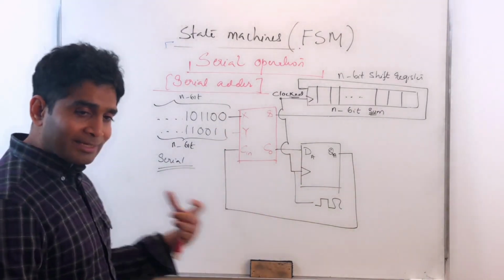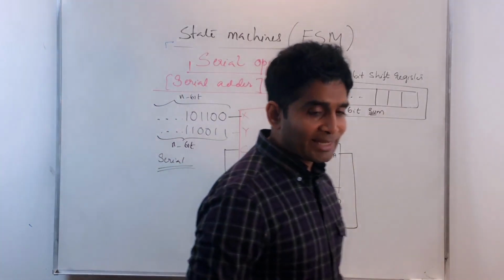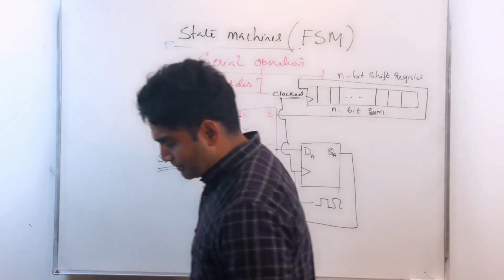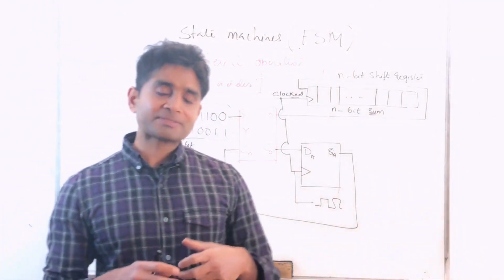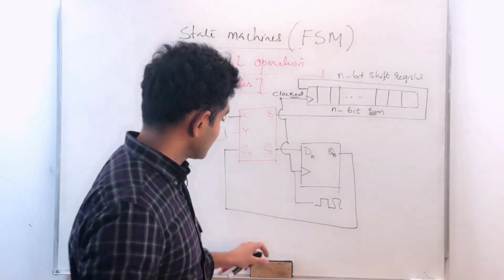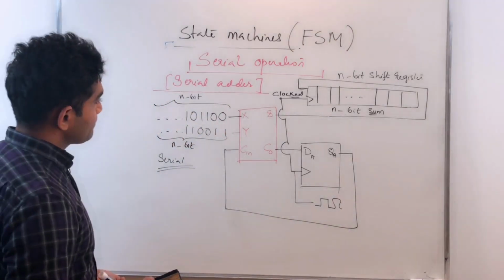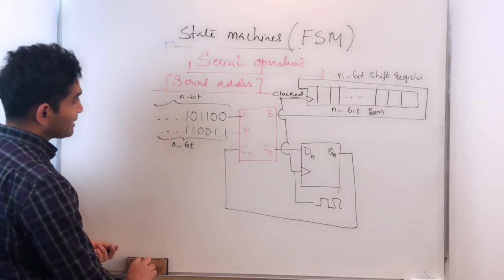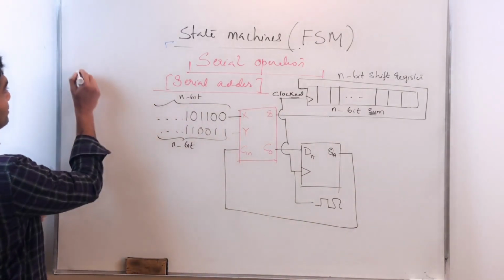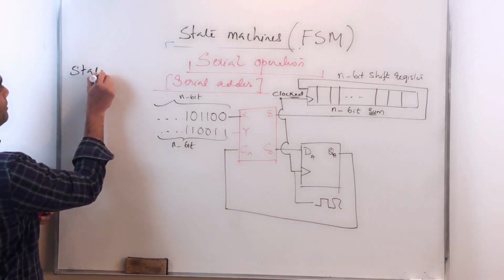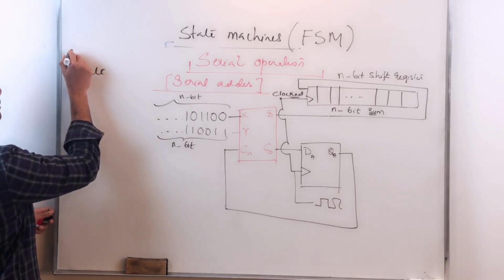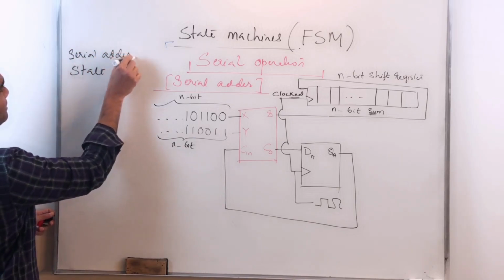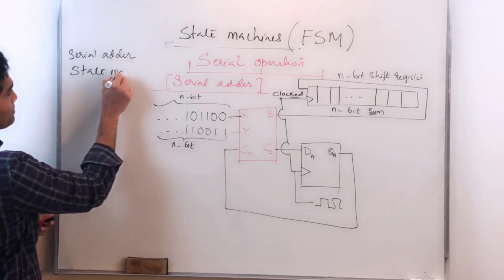Let's now decide the state, what constitutes a state for an adder, and what kind of a state machine would that be? Okay, let's do that. So let's say I'm trying to design a serial adder, a single-bit serial adder using the state machine approach.